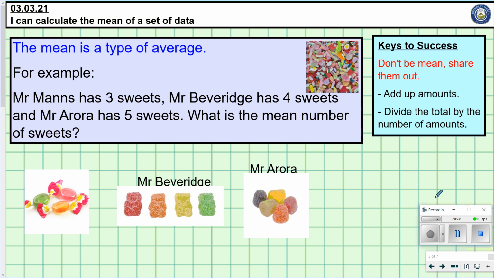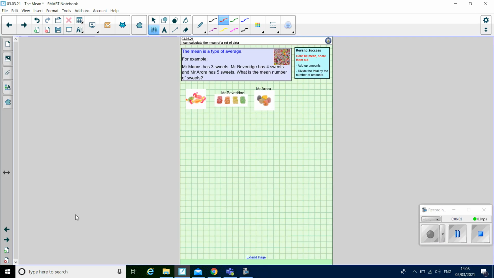Okay, so to explain to you what the mean is, I've just got a bit of an example here to do with some sweets. So we've got Mr. Mans, who has got 3 sweets. For some reason, Mr. Mans' name has disappeared off my screen there. Don't know why that's happened. Let's just zoom in.